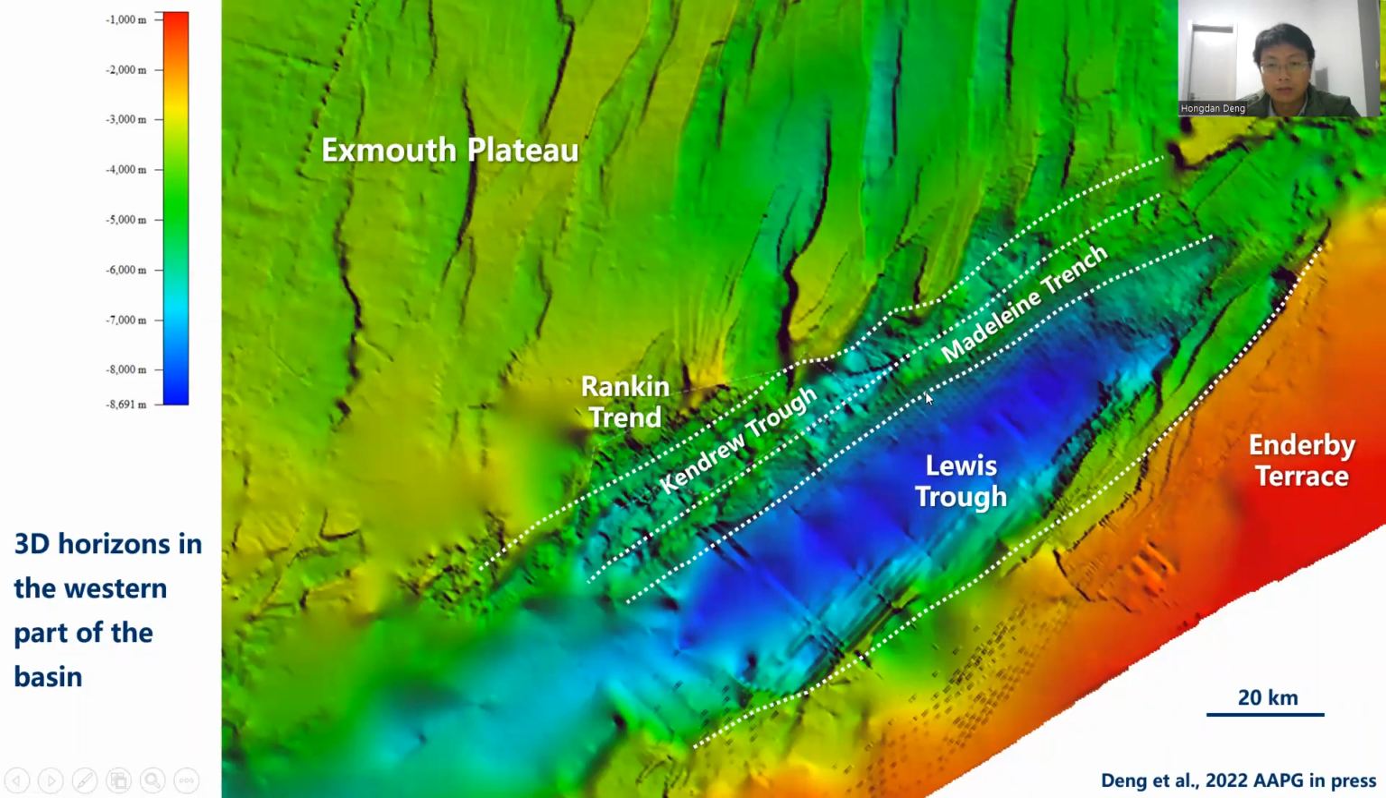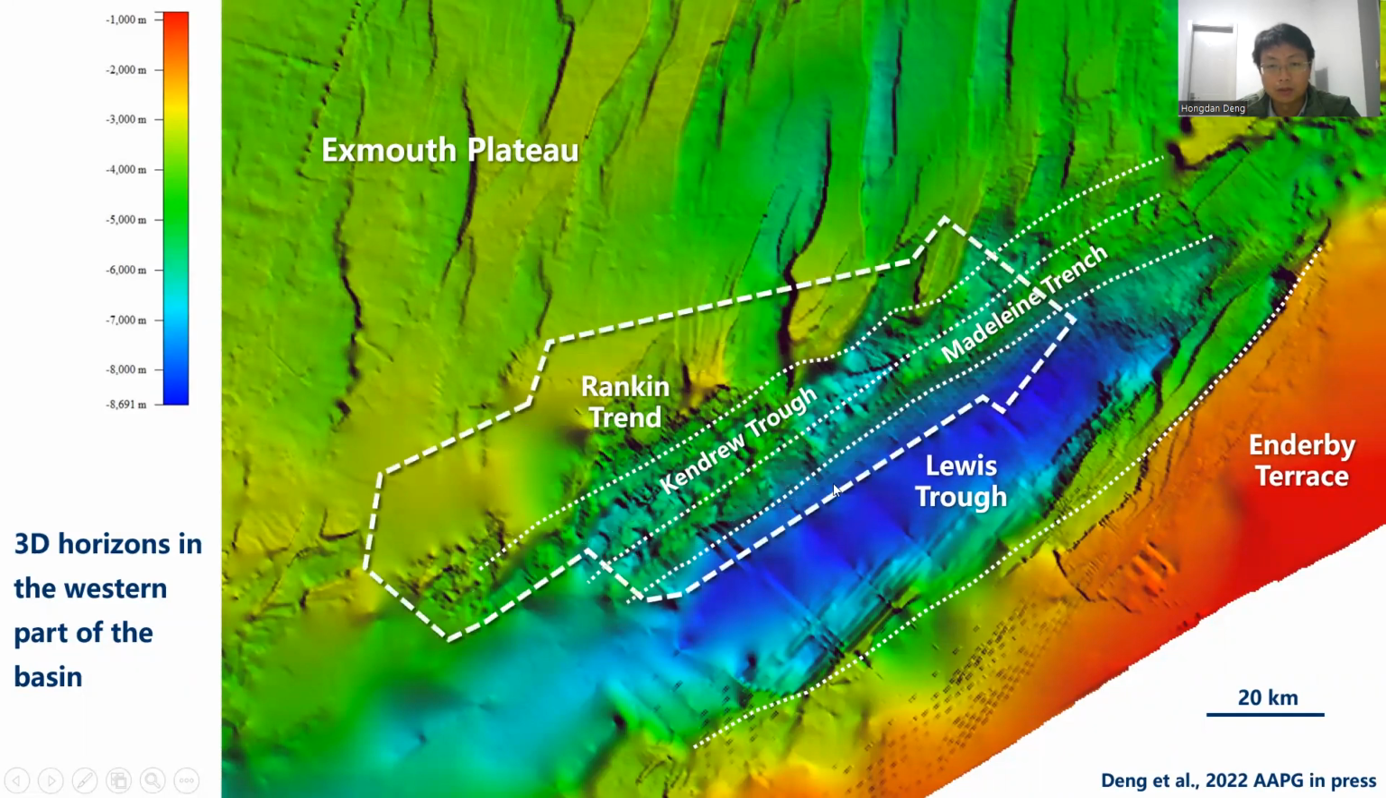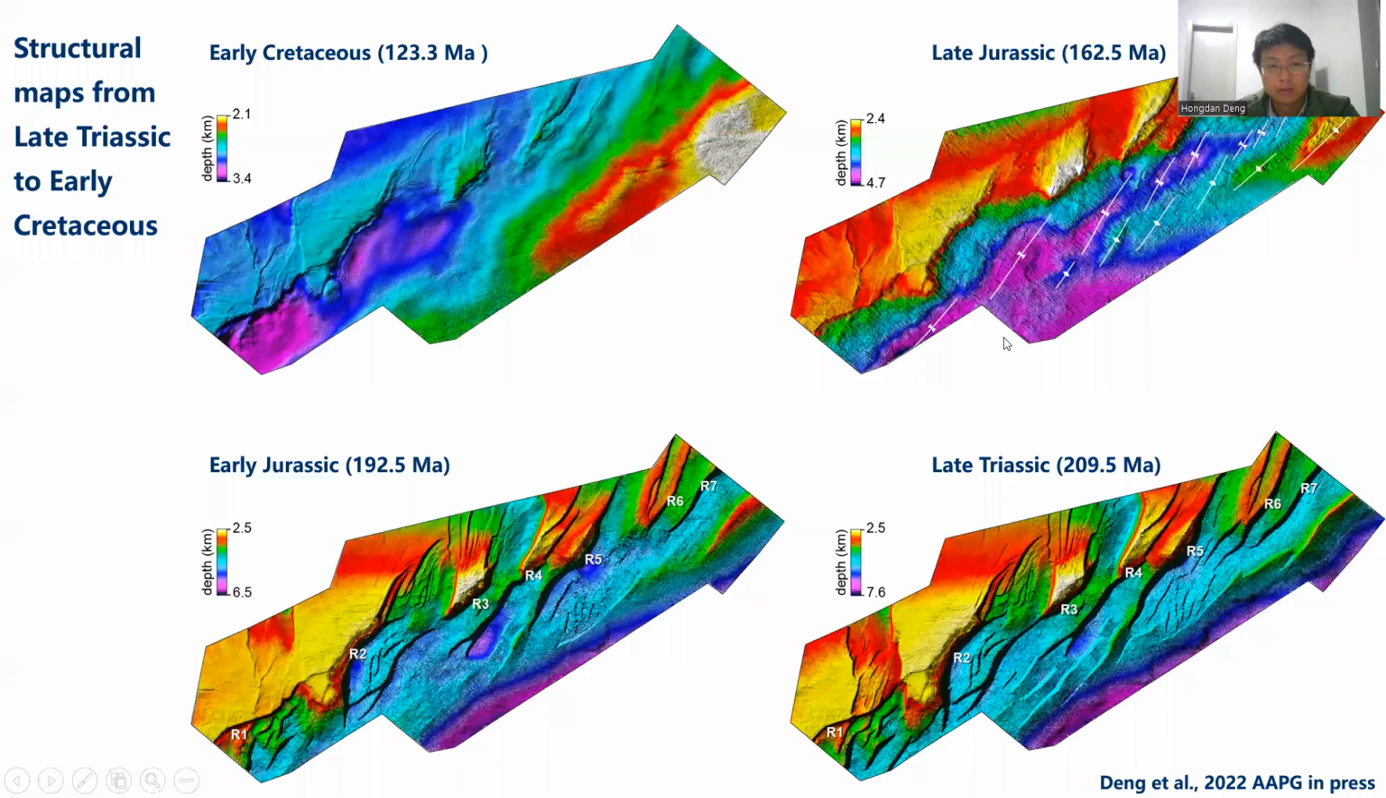If we zoom into the western part of the Rankin platform, we see detailed structures of the Rankin terrace, Kindred trough, and the Mandalay terrace. So we see that in the Cretaceous and Jurassic stages, the depocenters in the Kindred trough are en echelon oriented. In the west, the Mandalay terrace is similar. It shows right lateral en echelon folds.